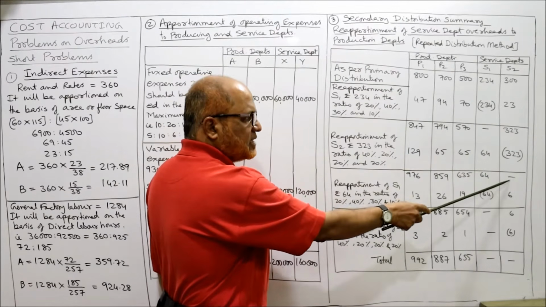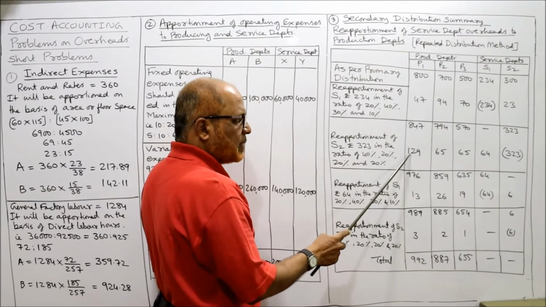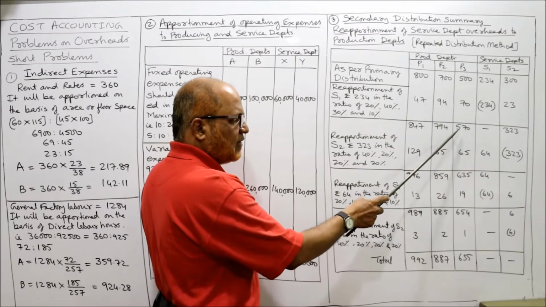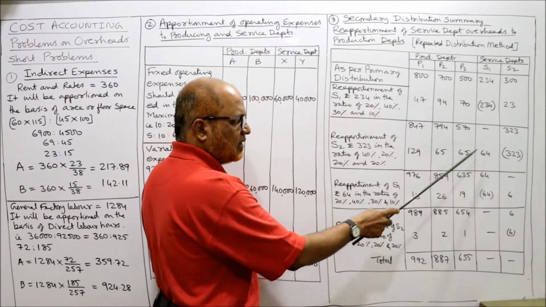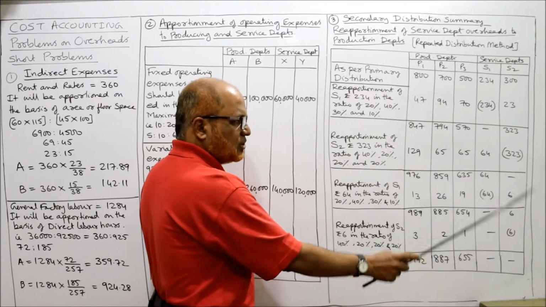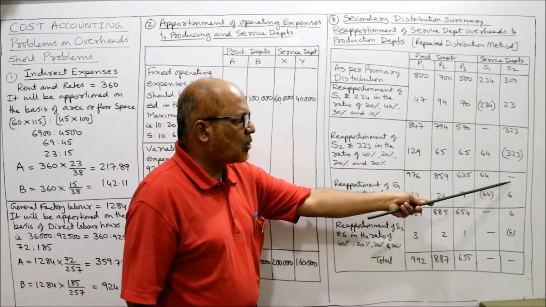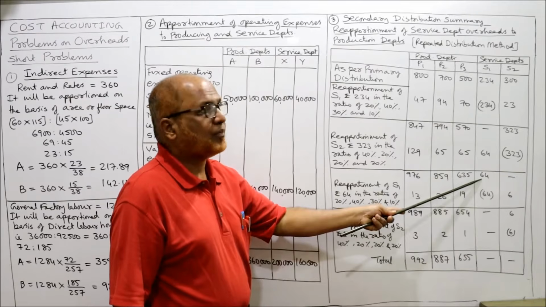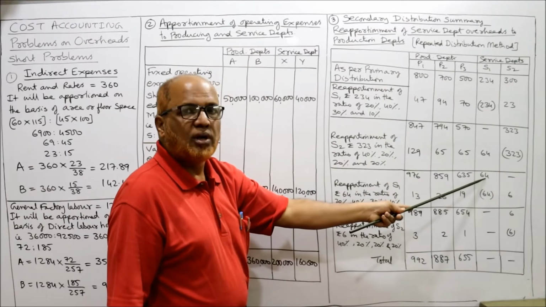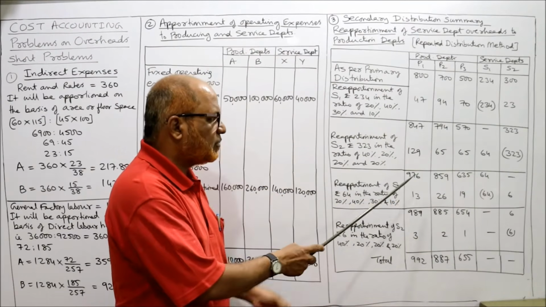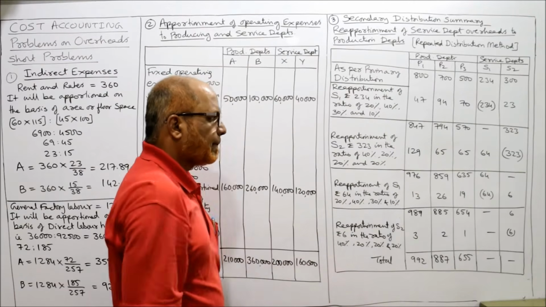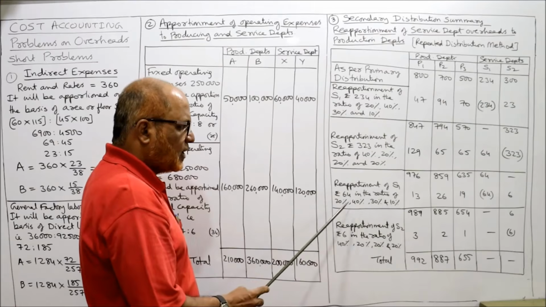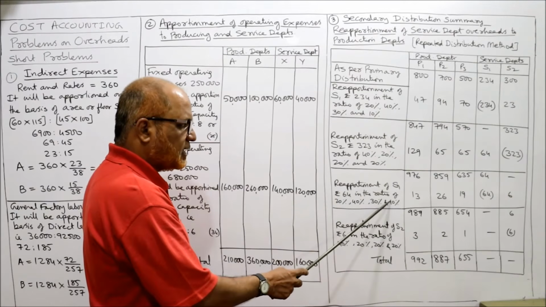323 minus 323 is 0. Now 847 plus 129, 976. 974 plus 65, 859. 570 plus 65, 635. Here 0 plus 64, 64. Now S2 has become 0. But S1 is having 64. Now this 64 will be divided between P1, P2, P3 and S2. So reapportionment of S1's 64 in the ratio of 20%, 40%, 30%, 10%.